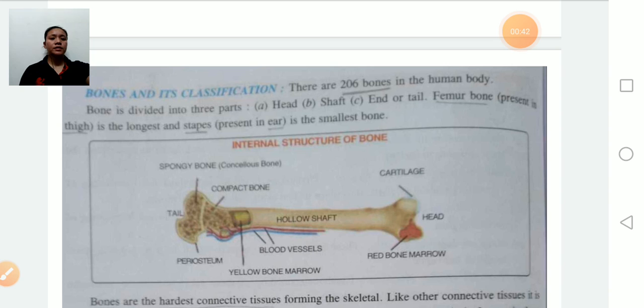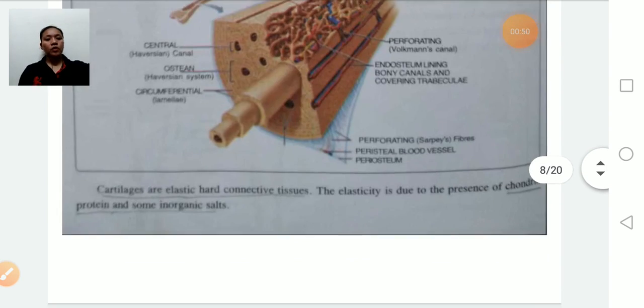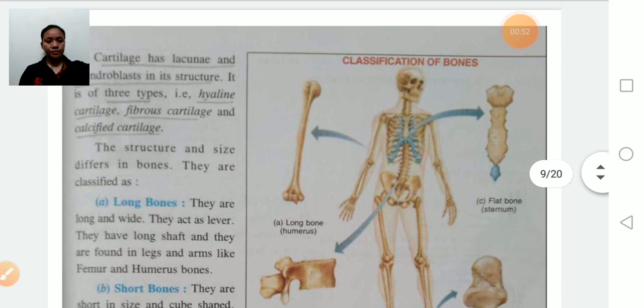Our body has about 206 bones in the human being. According to the structure's size, bones are classified as long bones, short bones, flat bones, irregular bones, sesamoid bones, and cartilaginous bones.